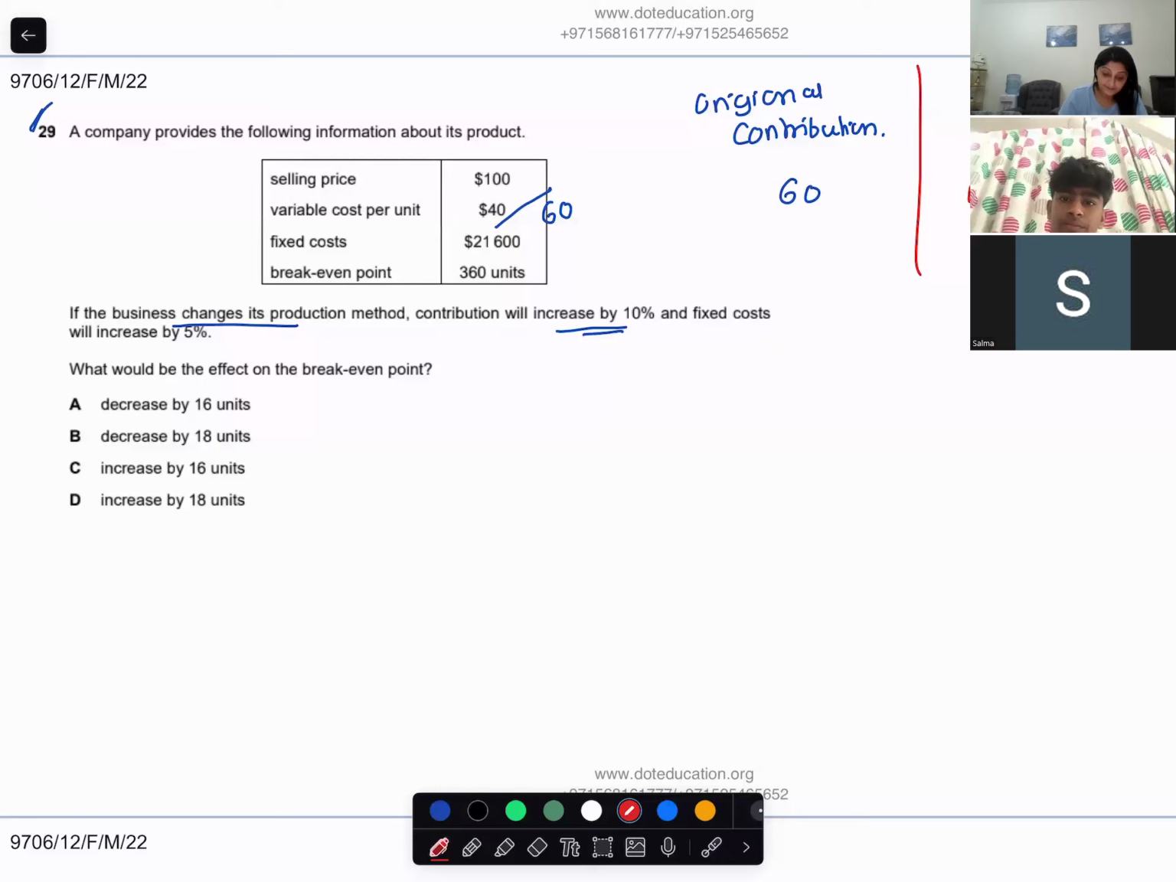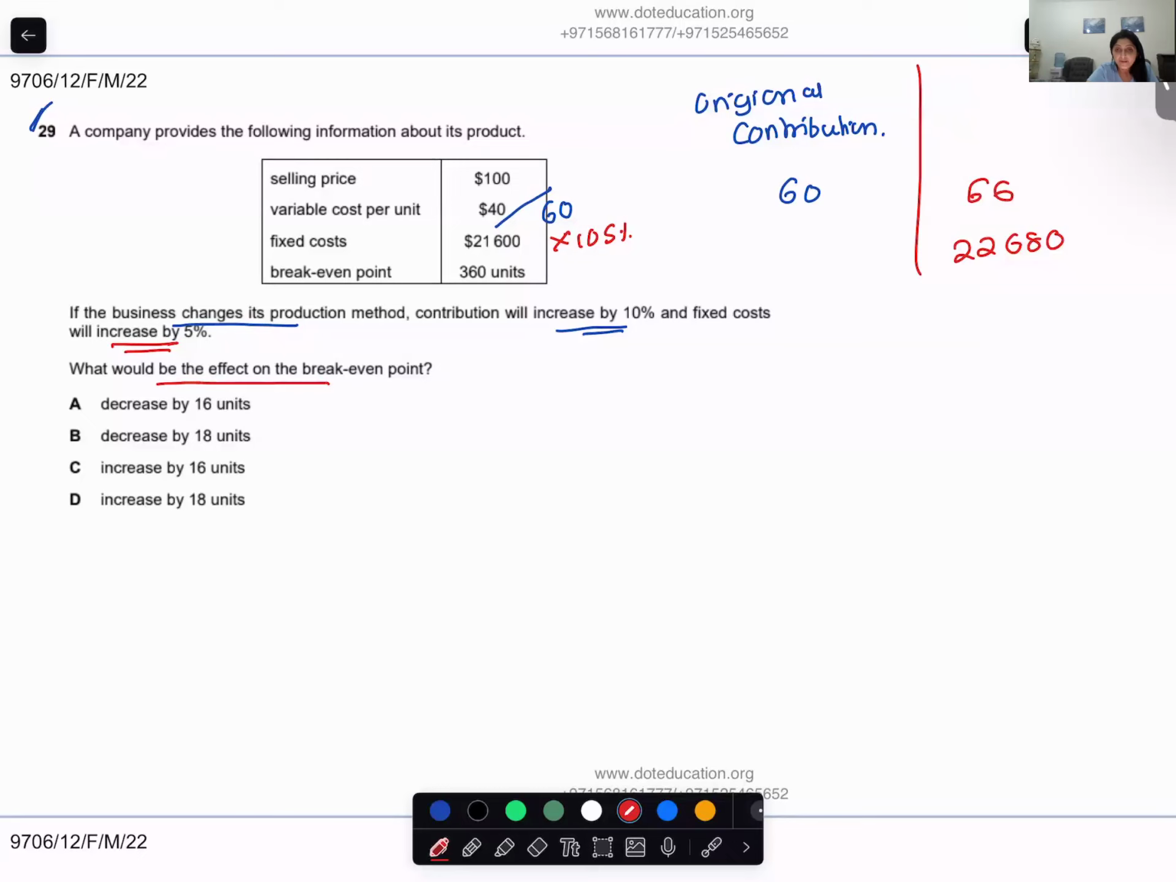Your fixed cost will increase by 5%. So your new fixed cost will become 105%. So 100 into 105%. Your new fixed cost will become 22,680. Yes, miss. What would be the effect on the break-even point?